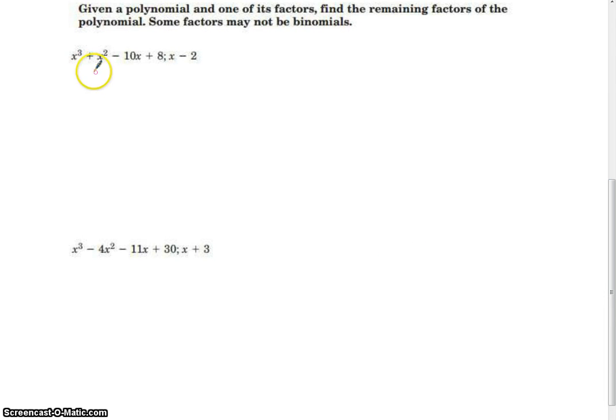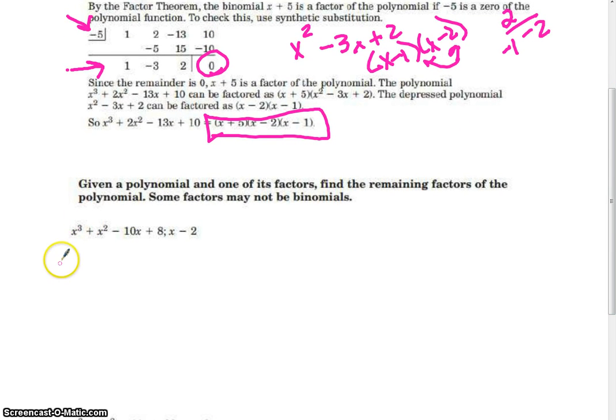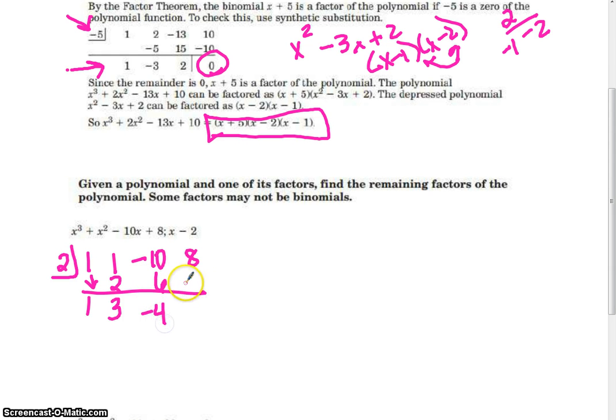All right, we have x to the third plus x squared minus 10x plus 8, and we want to know if x minus 2 is a factor. So remember when we were doing this up here that it was plus 5, so we used the other sign. When we set this up, we're going to say a positive 2, and we're going to check for skips, and there are none. So 1, 1, negative 10, and 8. Draw your line and bring down your 1. 2 times 1 is 2. 1 and 2 is 3. 2 times 3 is 6. Negative 10 and 6 is negative 4. 2 times negative 4 is negative 8. And they combine and give you 0.